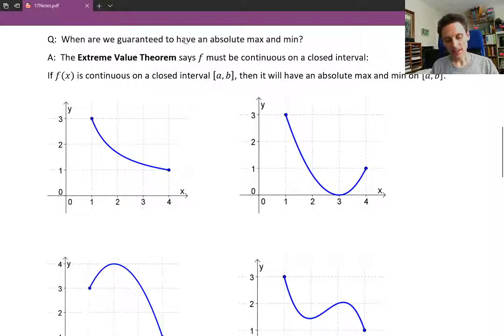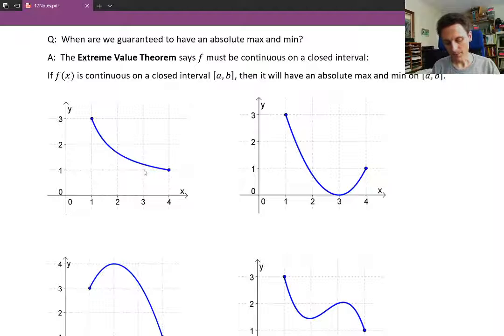So when are we guaranteed to have an absolute max and min? We saw in those examples, if we restrict the domain in certain ways, we don't get an absolute max or an absolute min. This is where the extreme value theorem comes in. It says that if f is continuous on a closed interval from a to b, so including those endpoints, then it's guaranteed to have an absolute max and an absolute min on that interval somewhere.